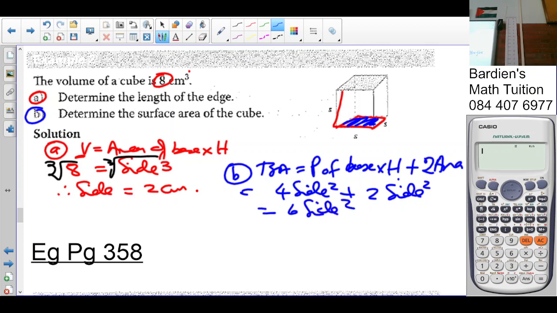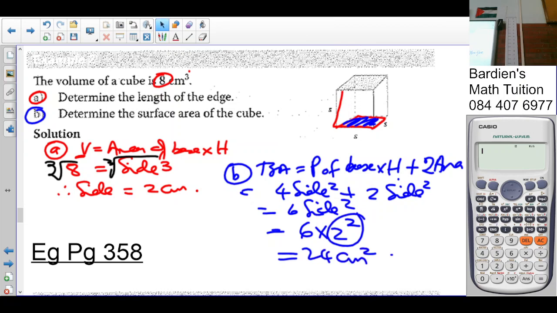If you memorize that formula and you knew the formula from the beginning, then you could have just written 6 times side squared. But we are lazy people, not so? So we don't memorize formulas and stuff. We just build it all the time. So that's going to give you 6 times, what's the length of the side? 2, and 2 squared. What's 2 squared? 4. 4 times 6 is 24 centimeters squared.